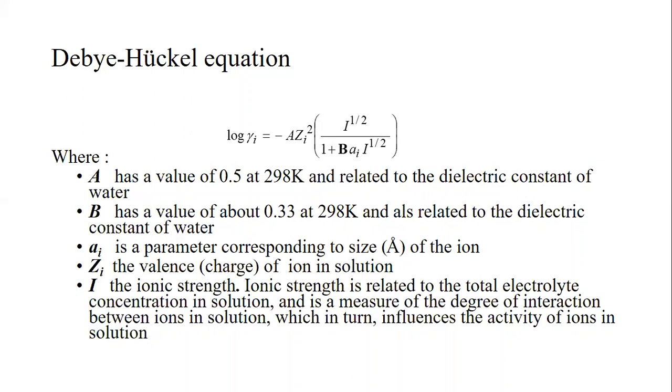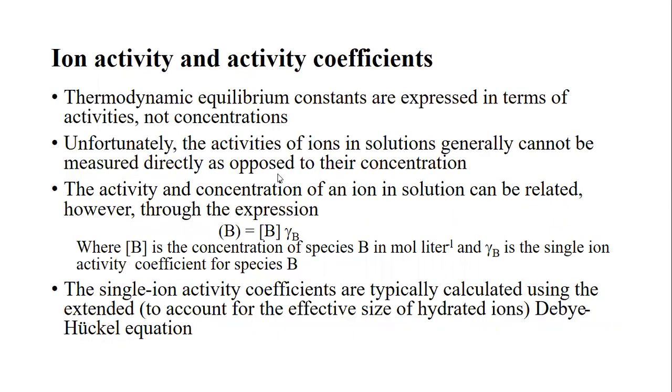So this is the Debye-Hückel equation to calculate gamma. I will go over it again quickly. We're talking about the ion activity and activity coefficients. We need the activities of ions, whether they are cations or anions, but we cannot measure them, because we need them for the thermodynamic equilibrium constants. We can measure concentrations in solution through the analytical procedures, but we cannot get the activities that we need for the thermodynamic equilibrium constant. So how do we get them?